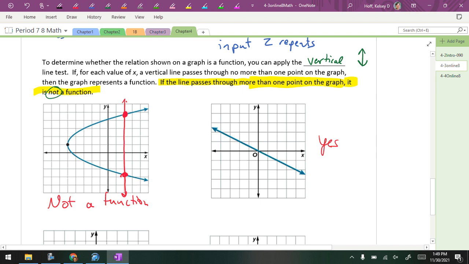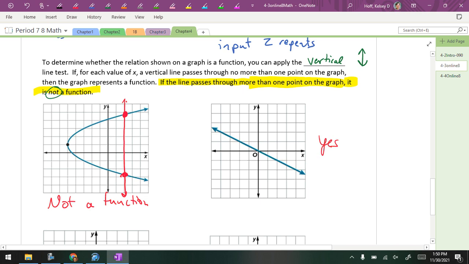So if I just randomly drew a vertical line, we're going to use this. Does my ruler intersect that graph at more than one spot? Intersect means they cross, right? So this curve meets it here as well as down here. 2 times touching, not a function.